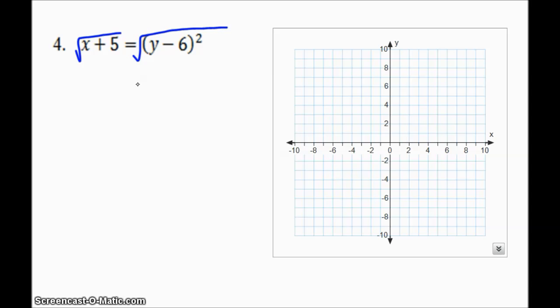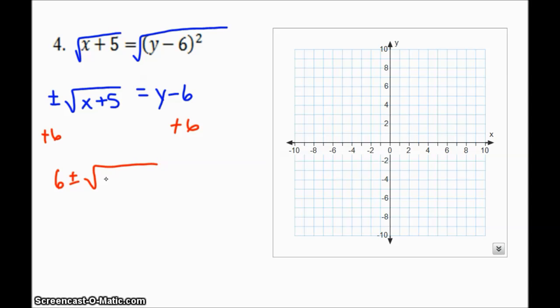Okay? So when you square root this right side, you're going to end up with y minus 6, and you're going to get plus or minus the square root of x plus 5. Don't forget your plus or minus. That's crucial. If you forget it, you only get 1/2 of the parabola you need. Add 6. What you're going to type into your calculator is this.